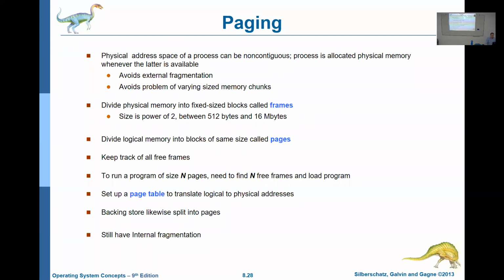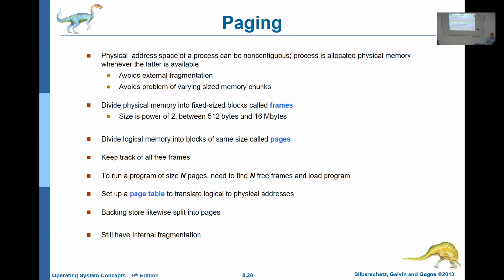So let's talk about paging. Like I said, it's a big topic, an important topic. The physical address space of a process can be non-contiguous. We just saw that actually in the segments also, but in paging also it's non-contiguous. A process is allocated physical memory whenever the latter is available. So we can give it memory on the fly as it's running.